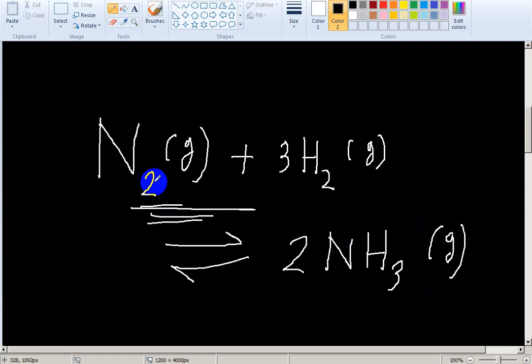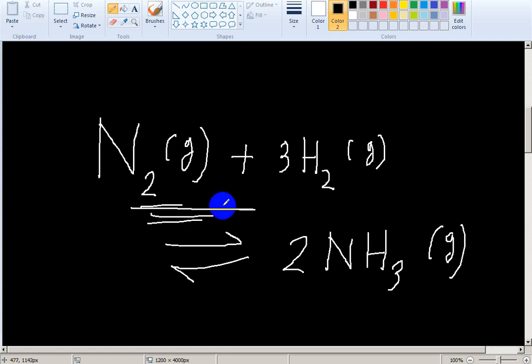This is the forward reaction, reactant to product. Product to reactant is the backward reaction. At a time, the rate of the forward reaction and the backward reaction become equal. This is called dynamic equilibrium.